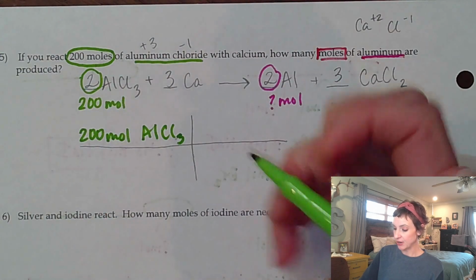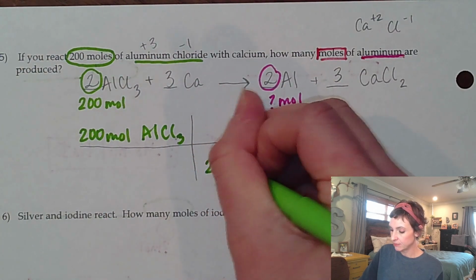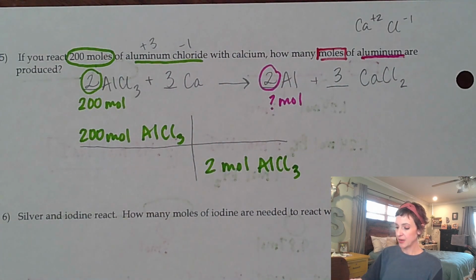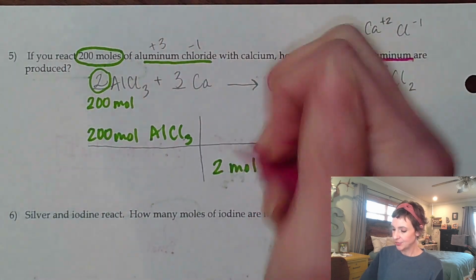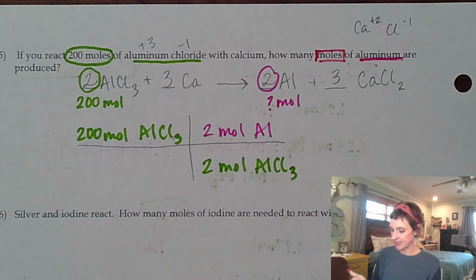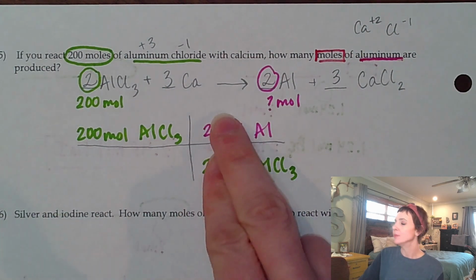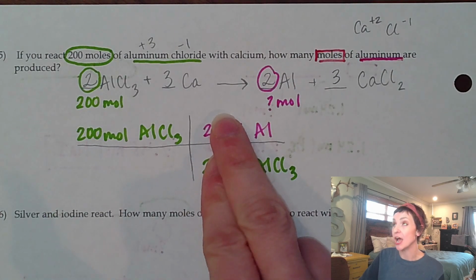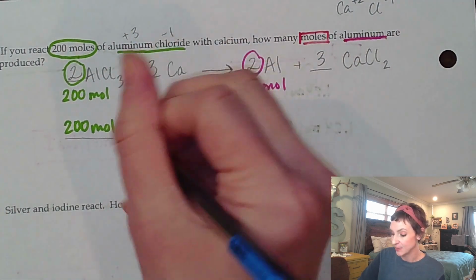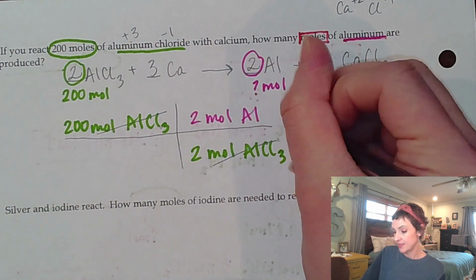The mole ratio is 2 moles of aluminum chloride to every 2 moles of aluminum. Yes? So this was a 2-to-2 ratio, which is the same thing as a 1-to-1, which I'm going to write 2-to-2 because that means you are not forgetting where you were getting that information from. It is from the coefficients in the balanced chemical equation. So yay, that goes away.